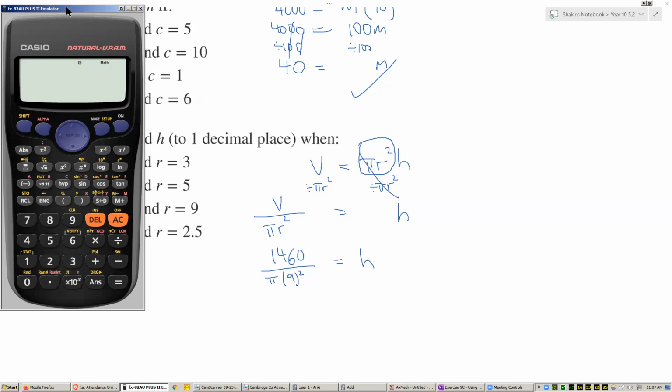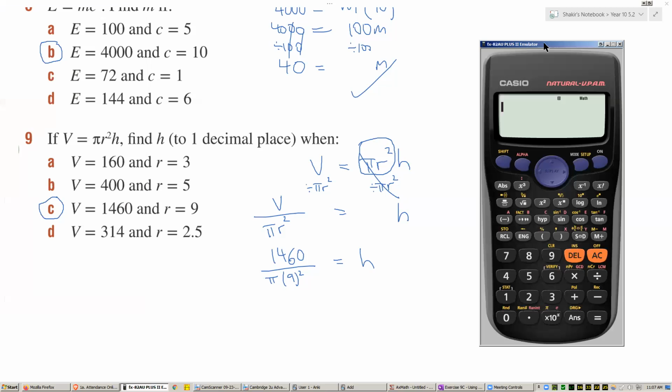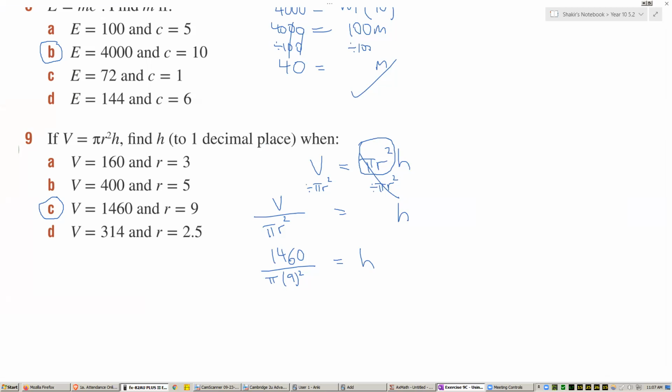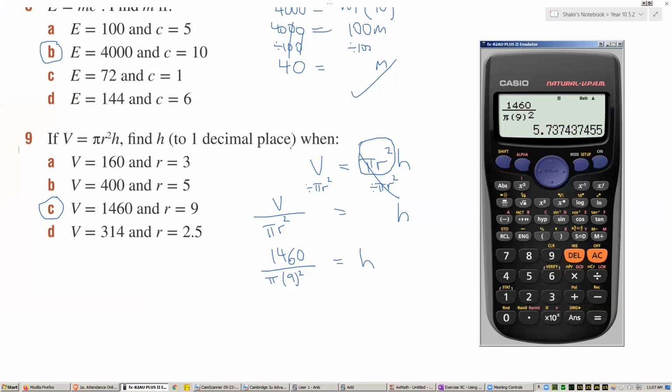Anyway, so pull out a calculator and let's just sub this in. So we have 1460 all over shift pi, open bracket 9 close bracket, squared, pi times 9 squared, and h is equal to, it says to one decimal place, and so that's going to be 5.7. h is equal to 5.7.